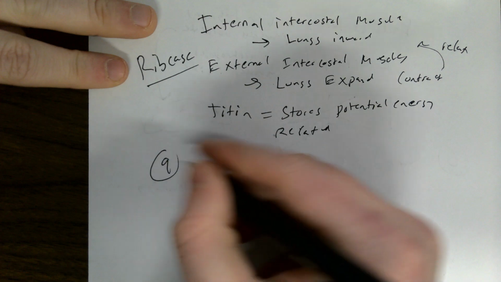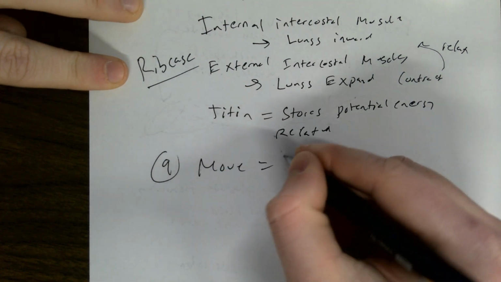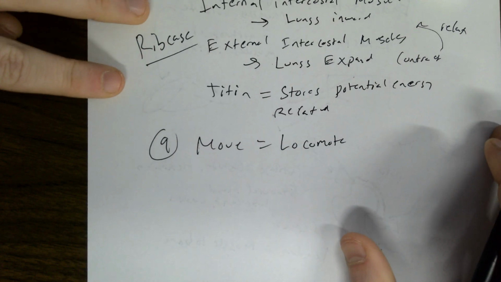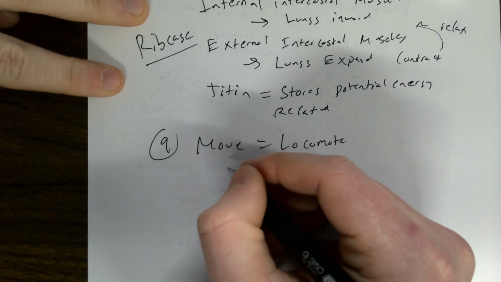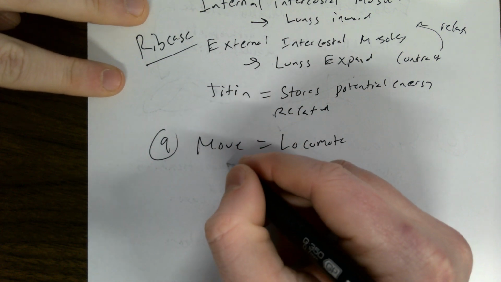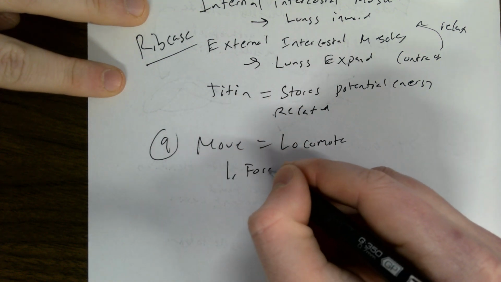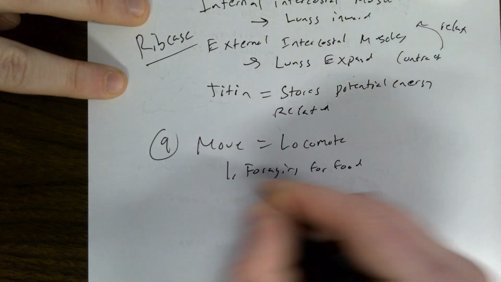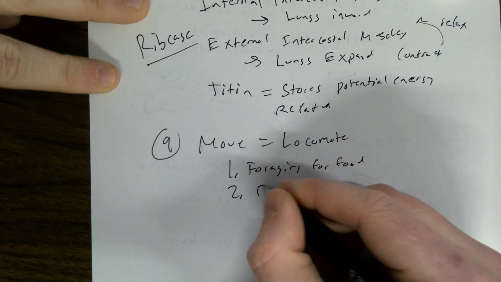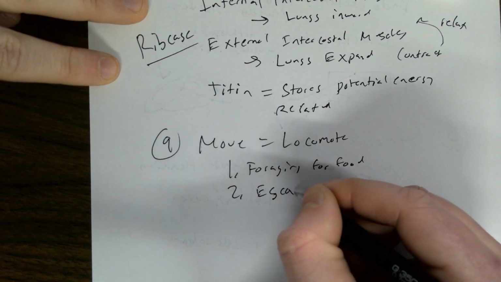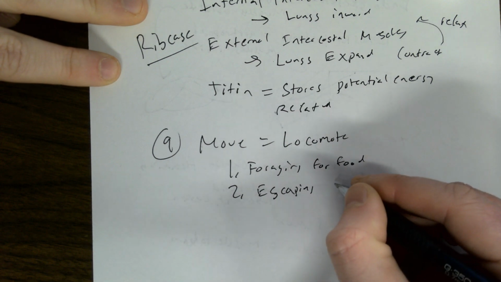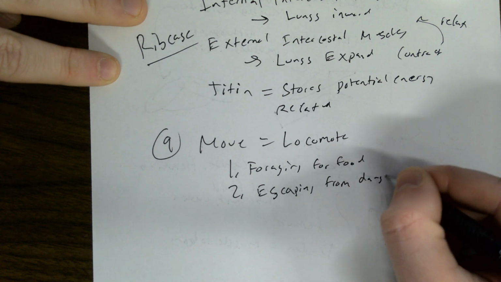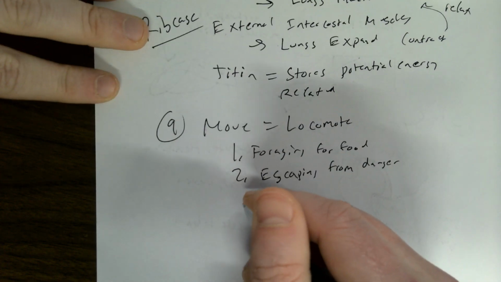Standard 9 says, why do we move? And they call it locomote. What a great word. Locomotion, or movement. There were 4 main things we need to know. Foraging for food. So when you get out of your bed and you go to the kitchen. Escaping from danger. When you're getting yelled at by a parent and you decide to run to your room. Or, the classic example, you're being chased by a polar bear, which also activates your fight or flight.